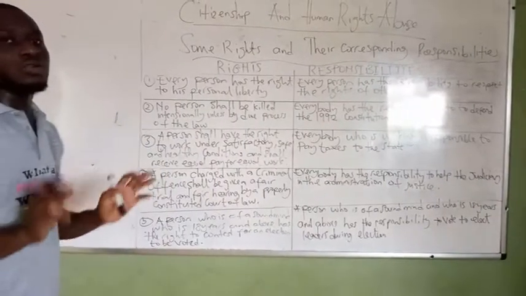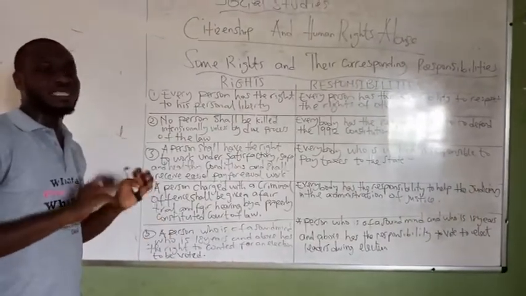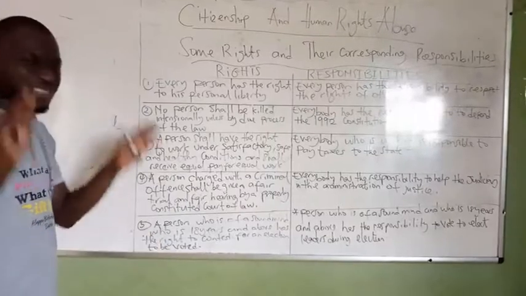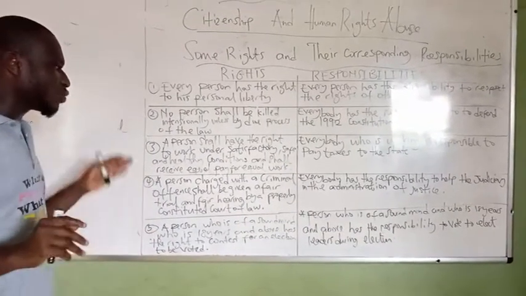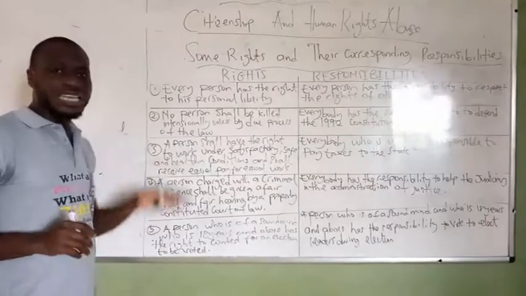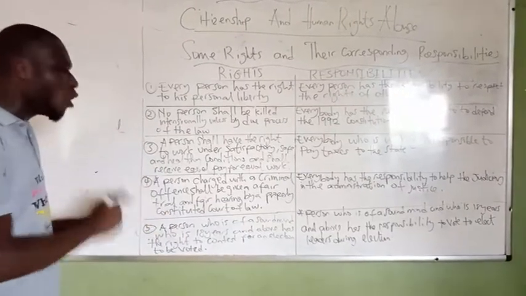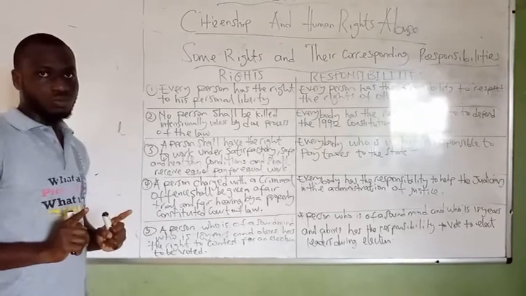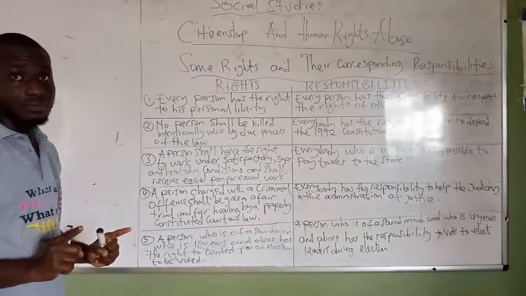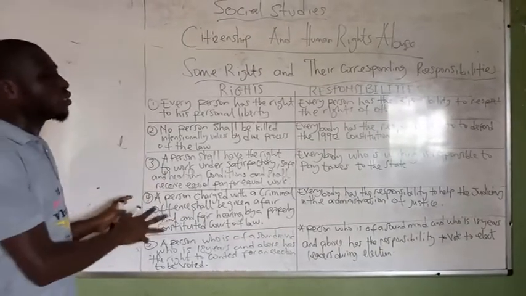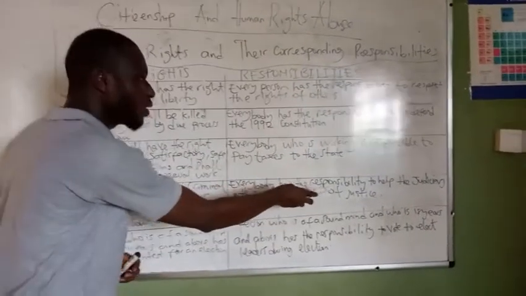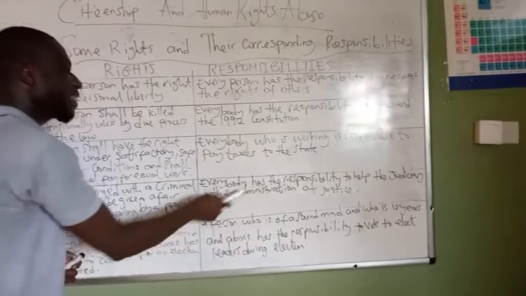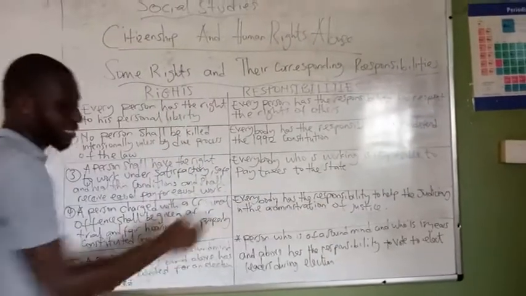So, if you are caught as a criminal, unless they say you have done something wrong, you have the right to get a lawyer. You have the right to have a fair hearing in a properly or well-constituted court because you are a citizen of Ghana. So if you have this right to enjoy, you also have a responsibility to play. Everybody has the responsibility to help the judiciary in the administration of justice.